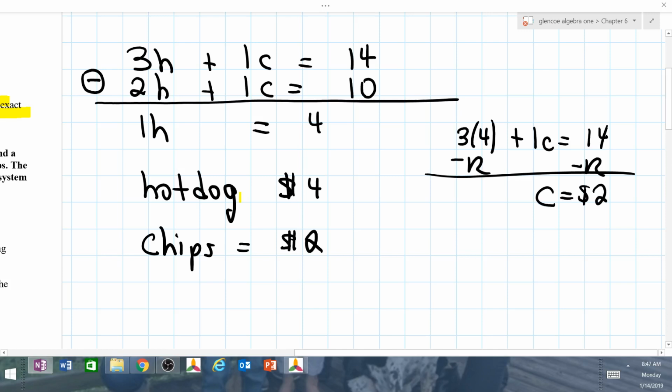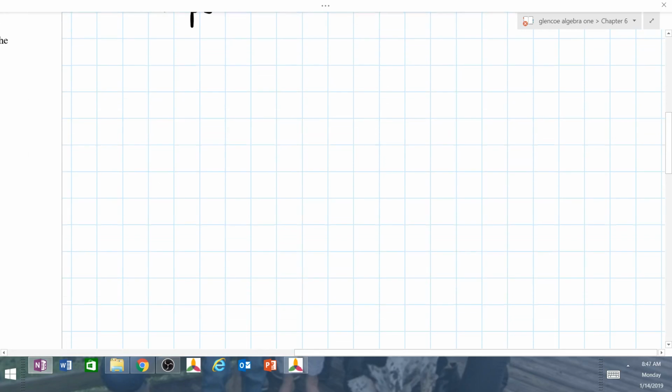Now let's make sure it works in both. Does it? Okay. Pretty simple, right? So let's give you one and let you look at it.